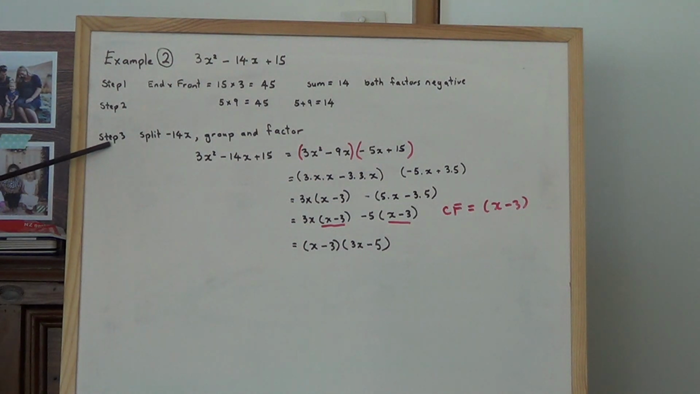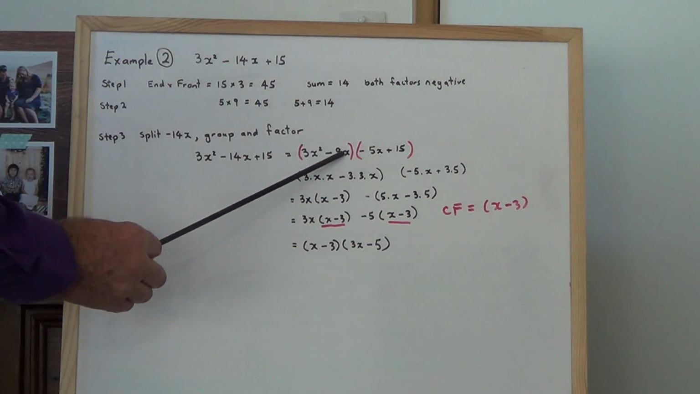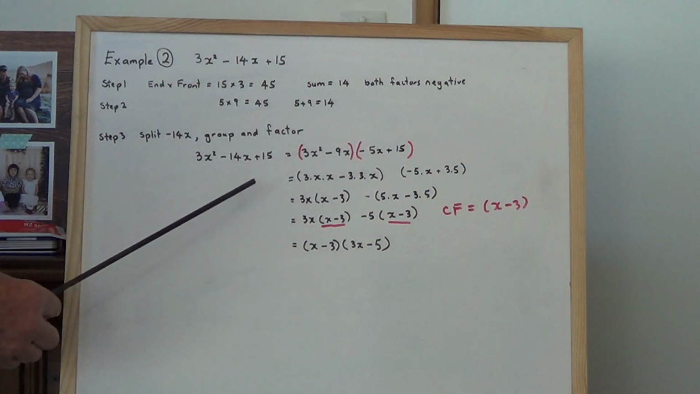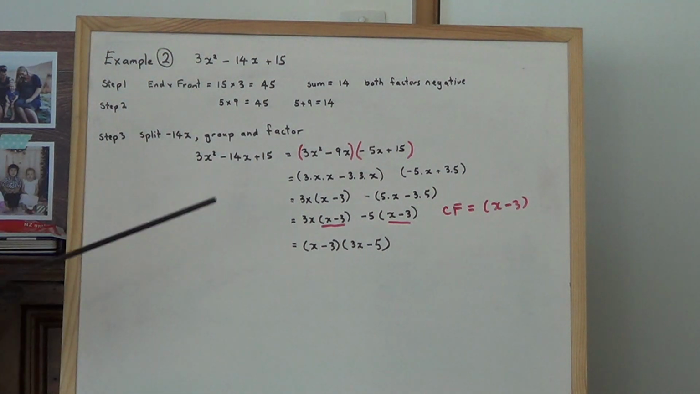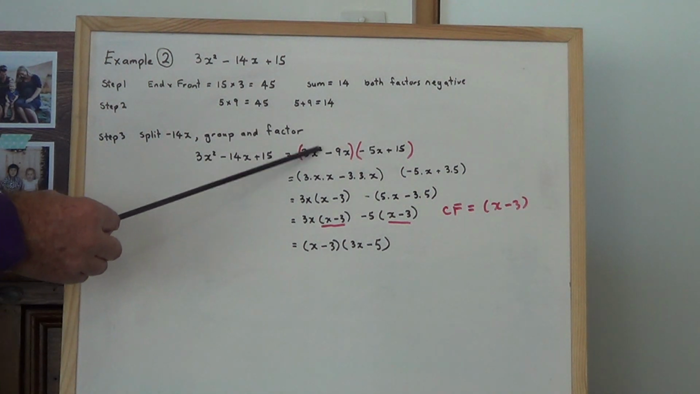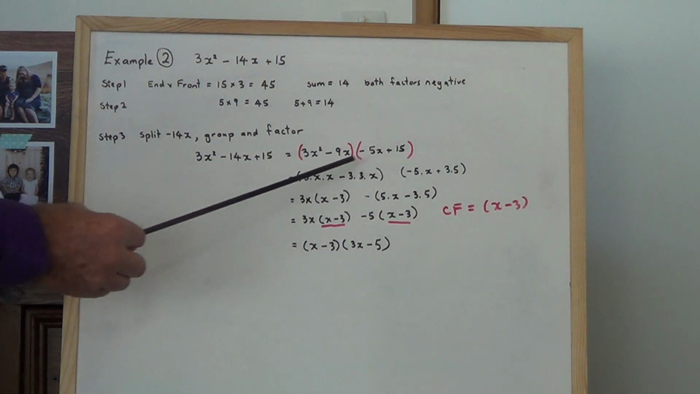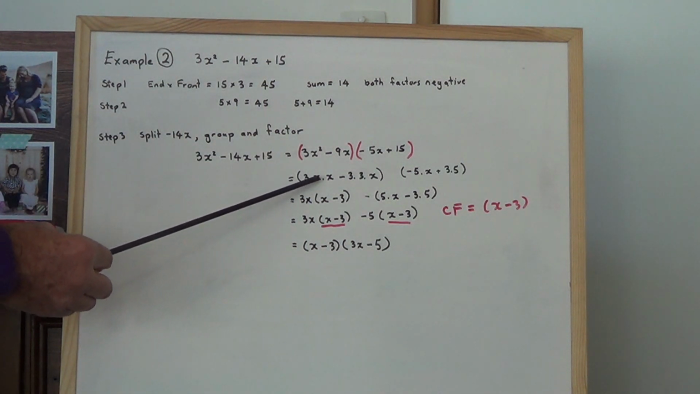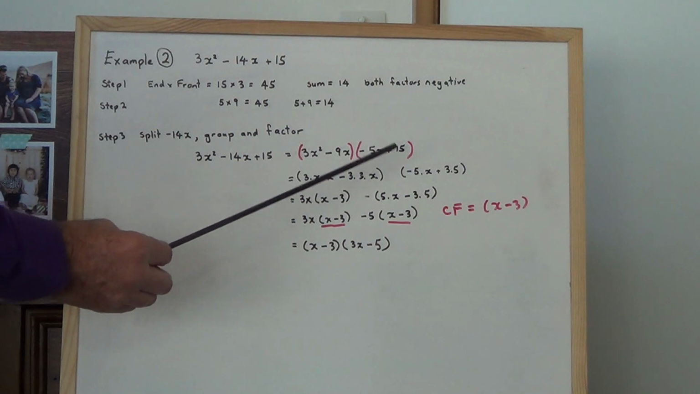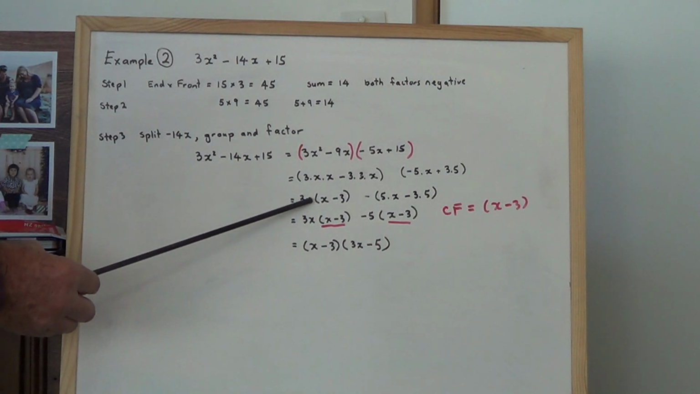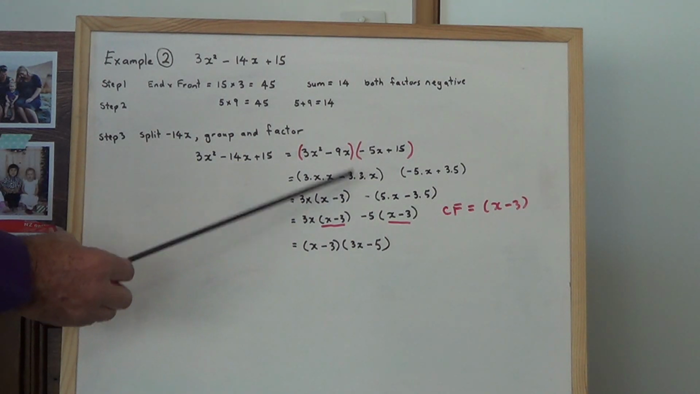Now, here's the third step. We have to split minus 14x, and we're going to split it into minus 9x and minus 5x. See, from here and here. And we associate the 9x with the 3x squared. We split it up. We've got a common factor of 3x there and 3x there. So that's 3x, and in brackets we have x minus 3.